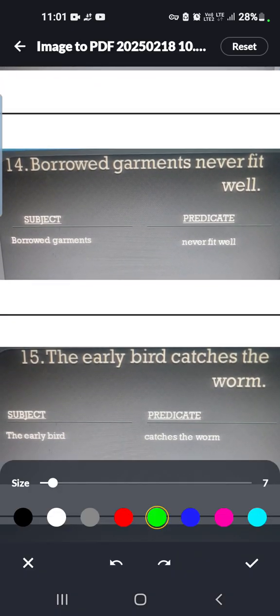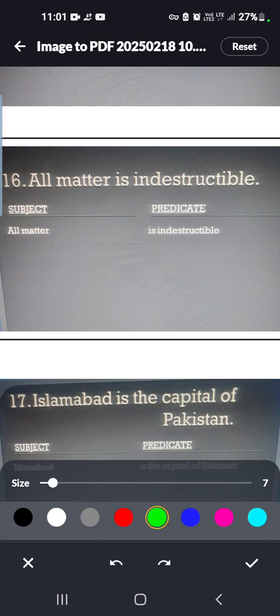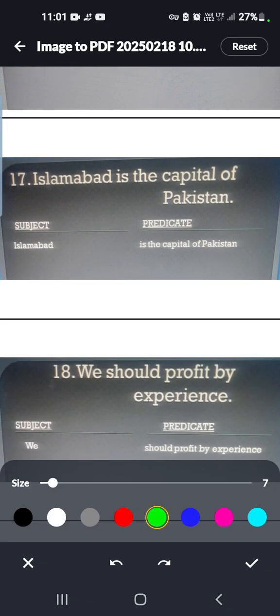Number 14th: borrowed garments never fit well. Borrowed garments is the topic, the subject of the sentence, and what are we going to say about that topic? That they never fit well. So never fit well is the predicate. Number 15th: the early bird catches the worm. The early bird is the subject, catches the worm is the predicate. 16th: all matter is indestructible. All matter is the subject, is indestructible is the predicate. Number 17th: Islamabad is the capital of Pakistan. Islamabad subject, is the capital of Pakistan predicate.